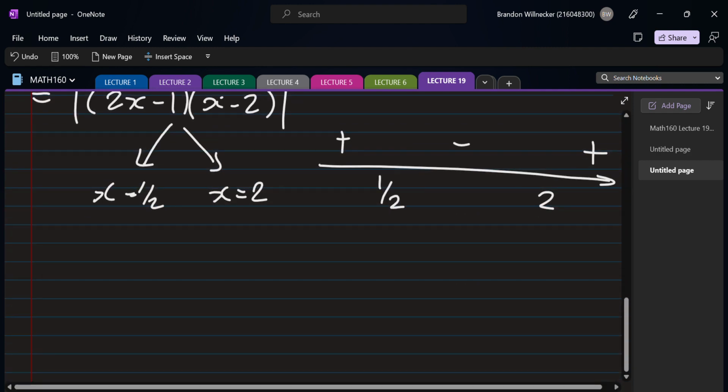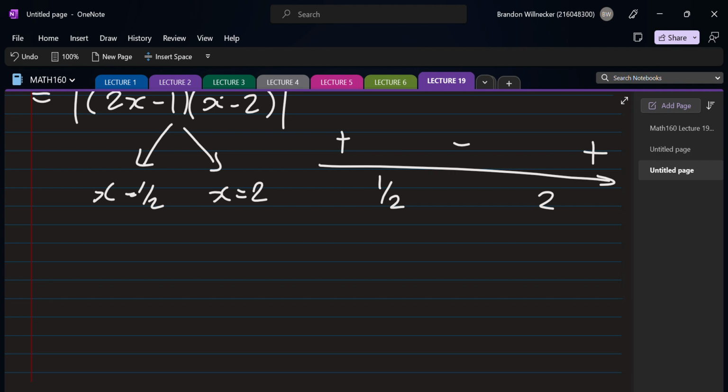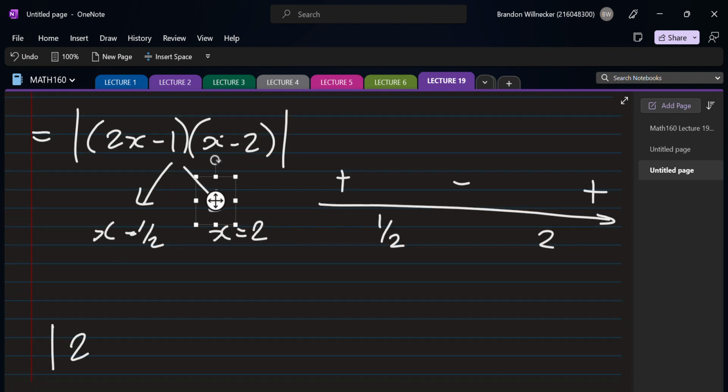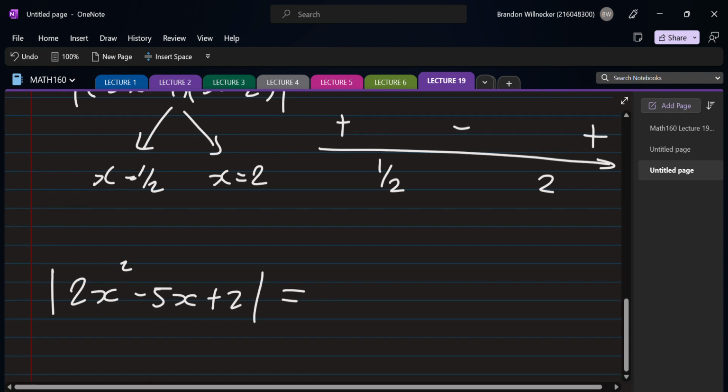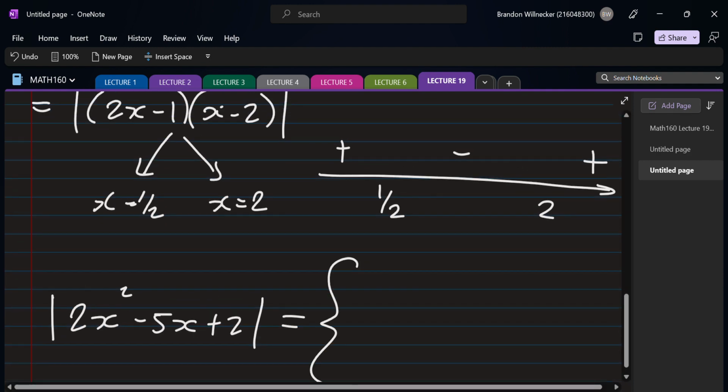Okay, so once we've got that, we can see that between 1/2 and 2, the function is negative. So if we want to take the absolute value of it, we need to put a minus sign in that case. So absolute value of 2x squared minus 5x plus 2 is equal to, okay, and this is where we use that definition.